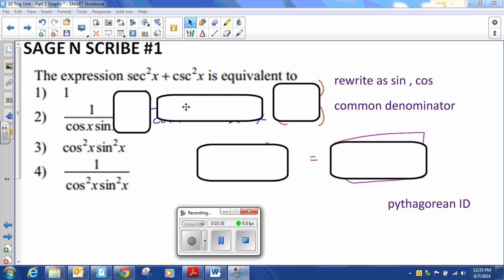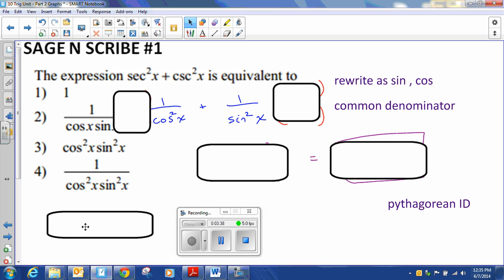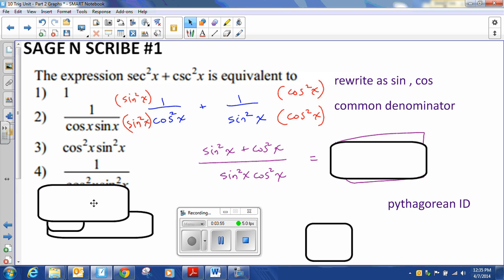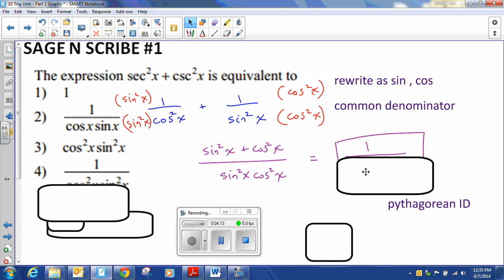Example number 1 of the next set. So first thing you want to do is rewrite it as sine and cosine. So this becomes 1 over cosine squared x, and this becomes 1 over sine squared x. We need a common denominator. So we're going to multiply the denominators times each other, basically. But we can't forget to multiply the numerators. So once we multiply both sides, we end up with sine squared x plus cosine squared x all over the common denominator of sine squared x cosine squared x. And the numerator is the only one that gets simplified to 1, because that is the fundamental Pythagorean identity.